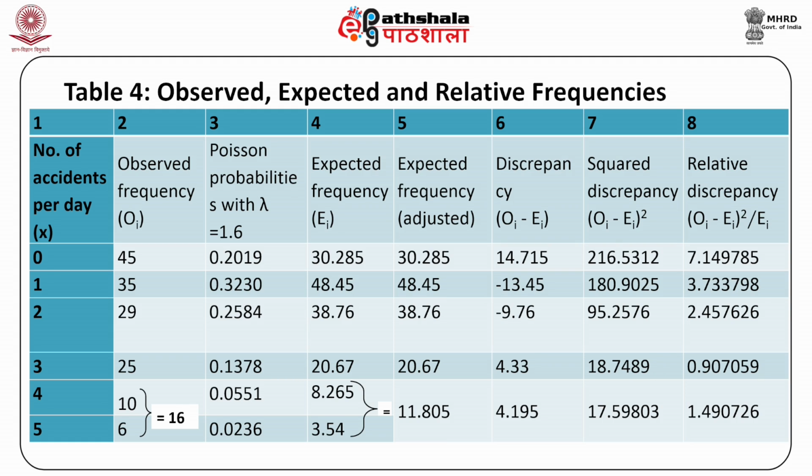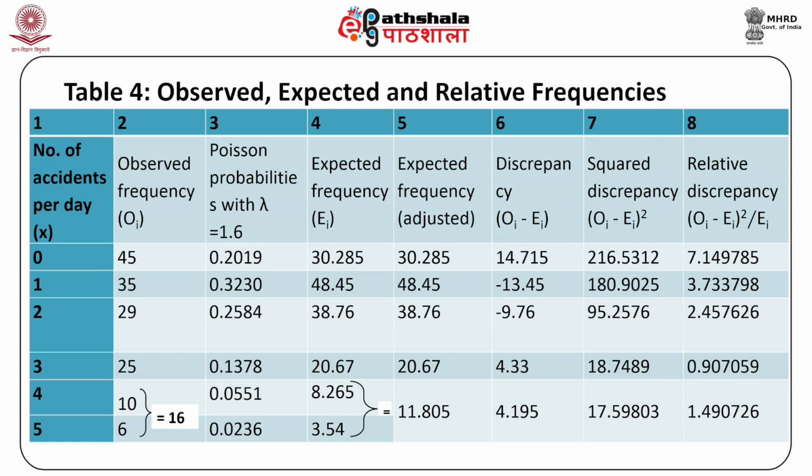and we get a value of 0.0236. So in order to obtain the expected frequency of each cell as shown in column 4 of the table, we multiply each corresponding Poisson probability, which is in column 3, by 150, which is the total number of days. Further, since the expected frequency of the last cell corresponding to x equal to 5 is less than 5, we combine the last two cells corresponding to x equal to 4 and x equal to 5 of the observed as well as expected frequency. As a result, we are left with only 5 cells.